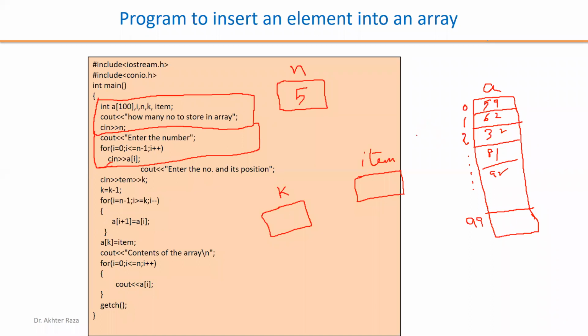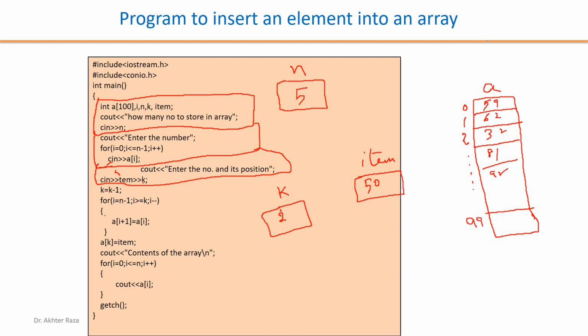Suppose I want to insert 50 at position number 2. The user inputs these two things. One is item, which is input by the user, and the other is the position number. Two variables are in cin. One is item, and k. Item is to be entered and k is to be entered. So these two were blank, but the user has to input them. Suppose I input 50 here and 2 here.